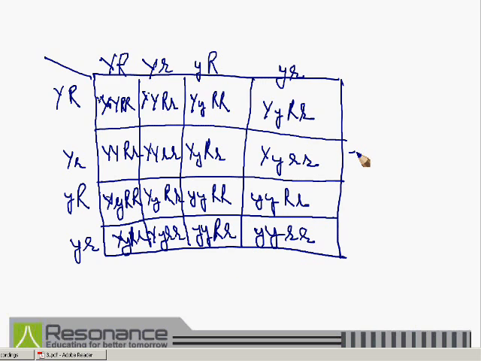Here we should remember that wherever capital Y is present, the seed is going to be yellow. Wherever capital R is present, the seed is going to be rounded. If small y and small r are present, then it is green and wrinkled. So we can see there are 16 columns over here, 16 rows here.